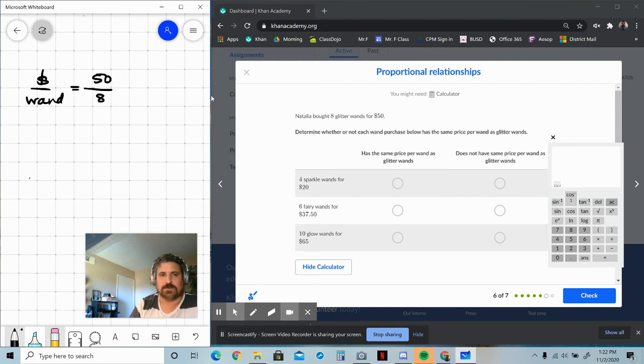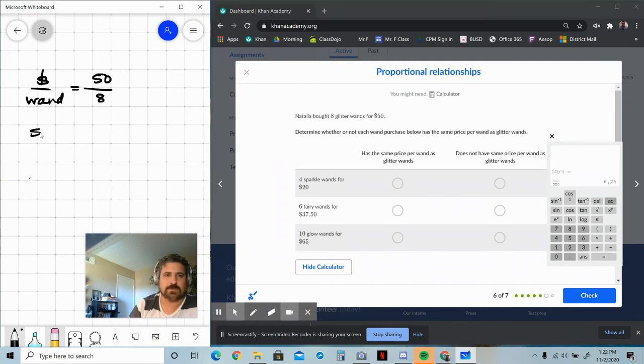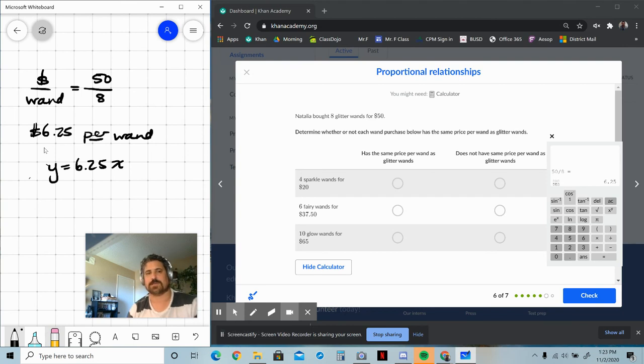So the price per wand is going to be 50 divided by 8, which is $6.25 per wand. So your unit price is $6.25 per wand, and that means for every wand, you're going to pay $6.25. That means your multiplier is 6.25. If you made an equation for it, it would look like that. Okay, great. Let's make sure we got the same ratio now.